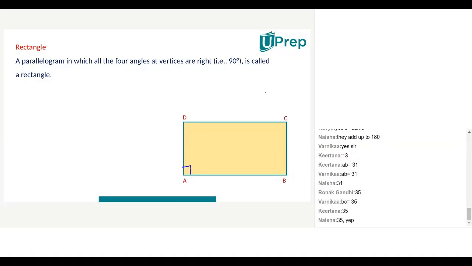Now in a rectangle, the angle between the adjacent sides is 90 degrees, first one. And as you know, AB equals CD and AD equals BC. That should happen. Is that fine?